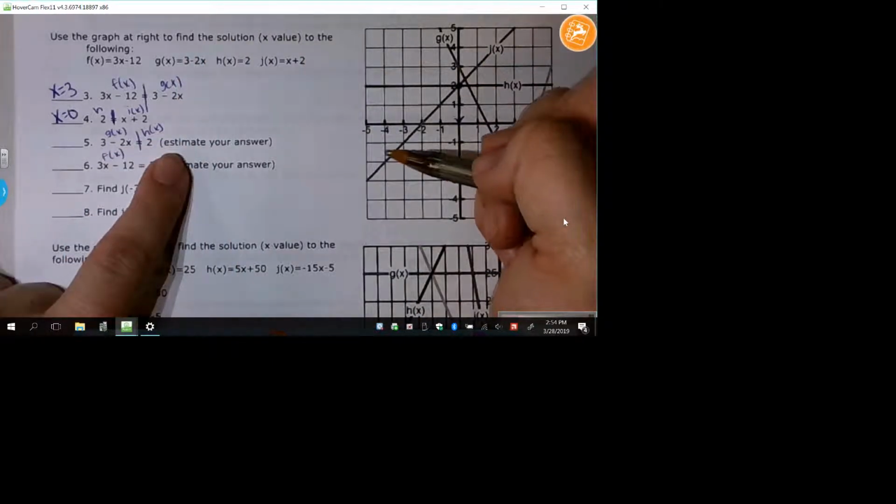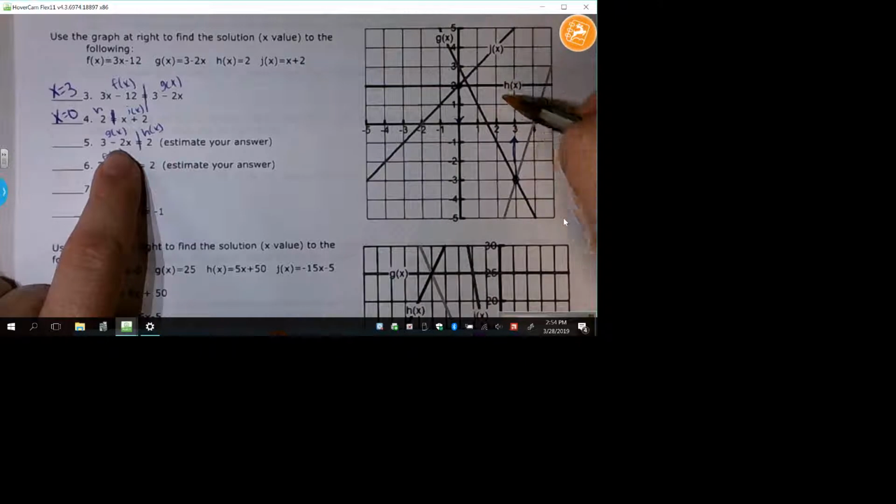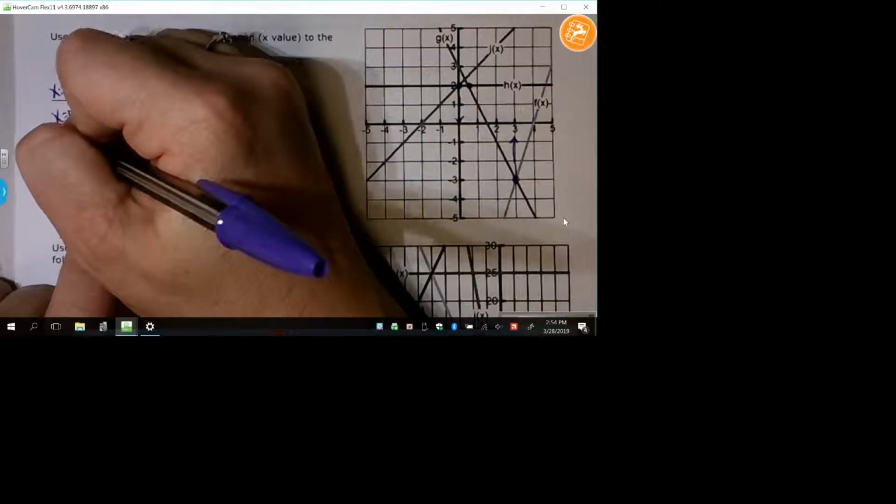Okay, again, g of x and h of x. It says estimate, so that's probably meaning it's a decimal. So g of x and h of x touch right here. So we'll just say x equals 0.5.